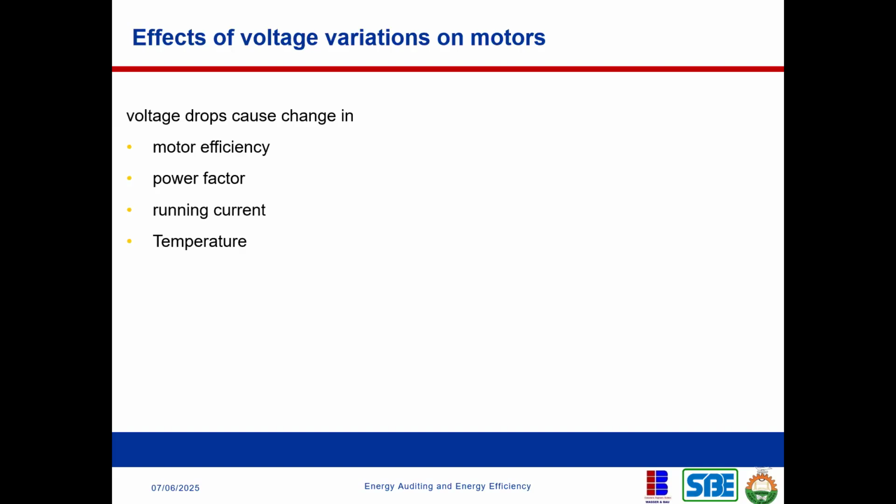So, the effect of voltage variations in motors. From the beginning, we talked about imbalance in voltage, right? So how does this affect motors? Okay, so voltage drop. If you have a voltage drop, it causes motor inefficiency. Of course, motor efficiency will drop. It will affect the power factor. It will affect the running current and the temperature.